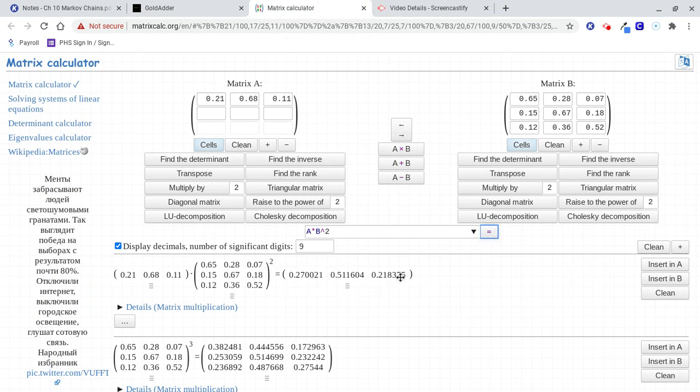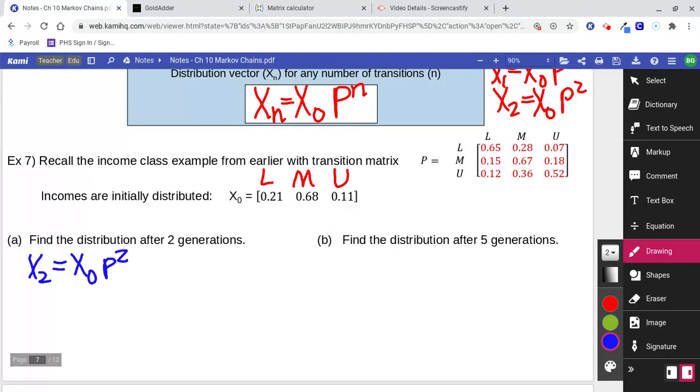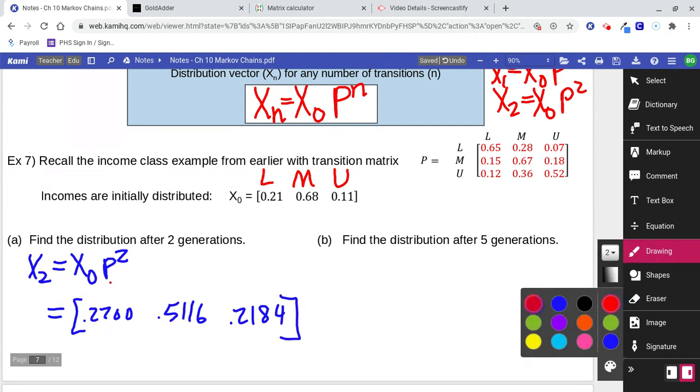And you should notice the result is a 1 by 3. If you don't get a 1 by 3, you messed something up. So let's go ahead and round off to 4 decimals. And we get 0.2700, 0.5116, 0.2184. And remember what you're finding. You're finding the percent of the population. So that says 27% of the population is lower class.